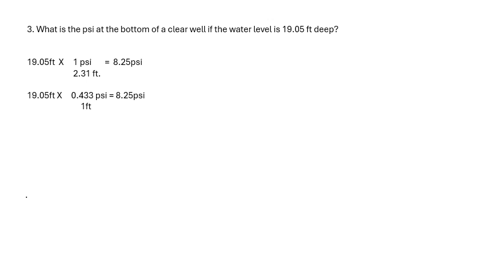And you are going to get the same answer. Like I said, in the top, you're dividing by 2.31 feet to cancel out feet, which will leave you with 8.25 PSI. And on the 0.433 PSI times 19.05, the 1 foot's on the bottom, feet cancel out, leaving you with 8.25 PSI.